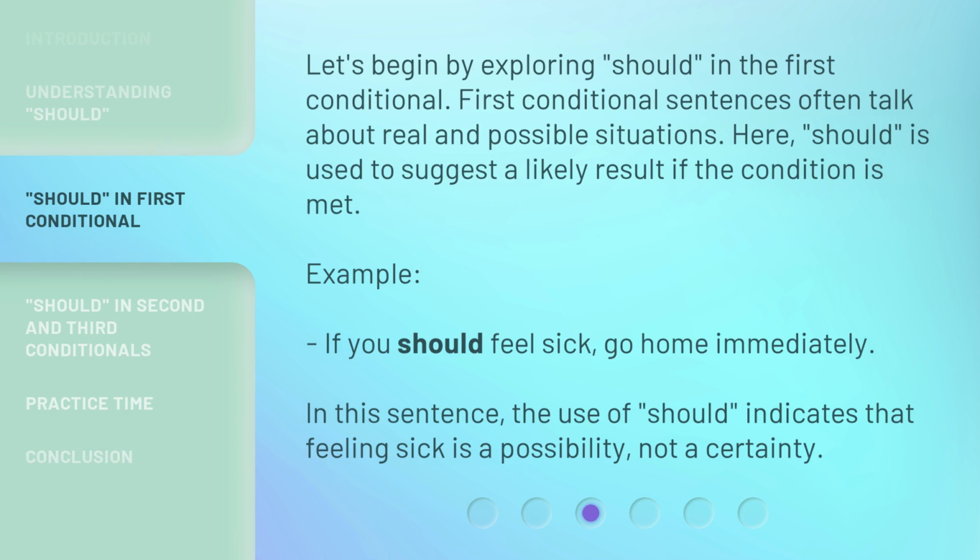Let's begin by exploring should in the first conditional. First conditional sentences often talk about real and possible situations. Here, should is used to suggest a likely result if the condition is met. Example: if you should feel sick, go home immediately. In this sentence, the use of should indicates that feeling sick is a possibility, not a certainty.